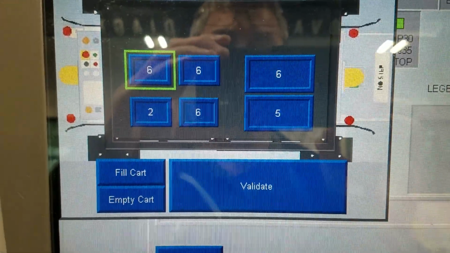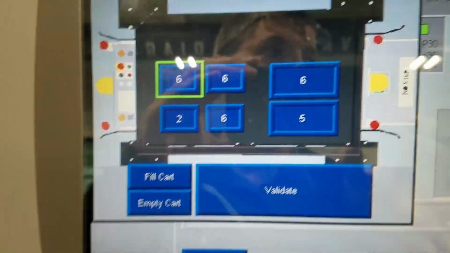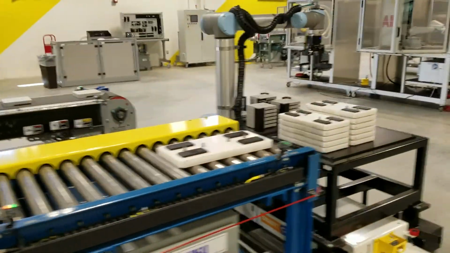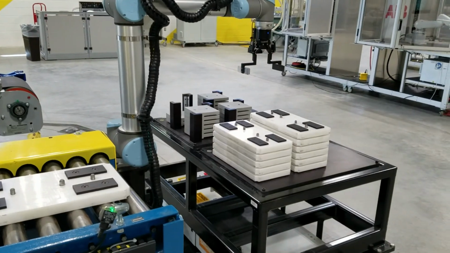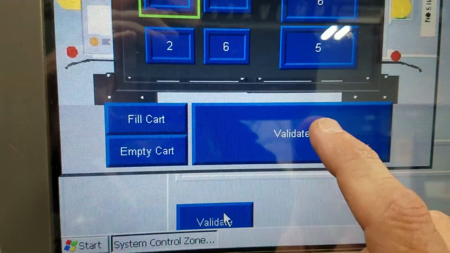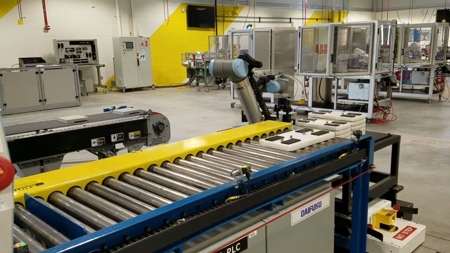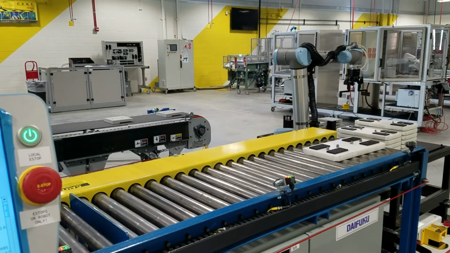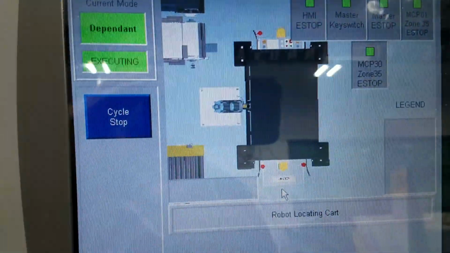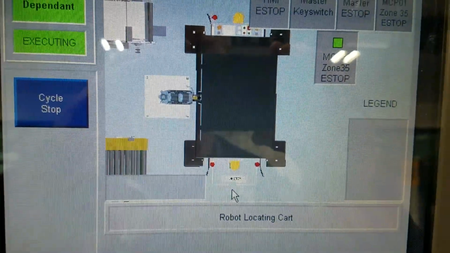Now this is the cart. Supposedly it's got 6, 6, 2, and 6 on it. If I came over here, I would see it's got 6, 6, 2, and 6. So if I came here and I agreed with that, I would validate, and then there you go, that robot comes over and it starts moving, and it wants to go and pick up those parts and put them back on the cart. So that's a push button replacer.